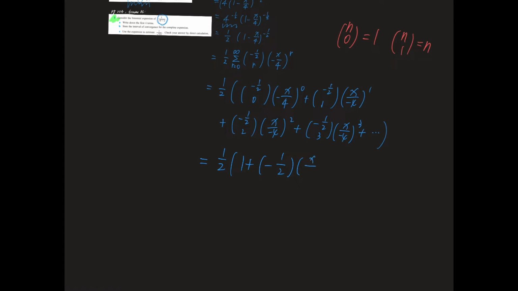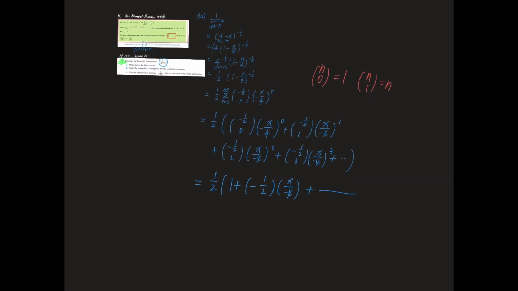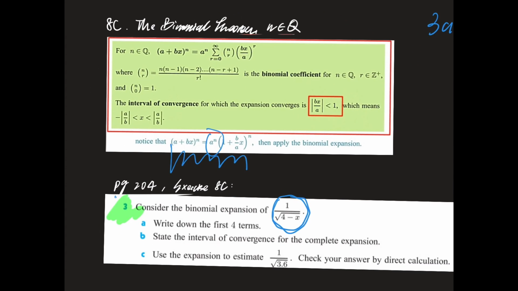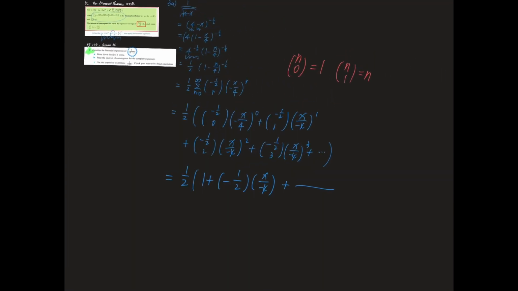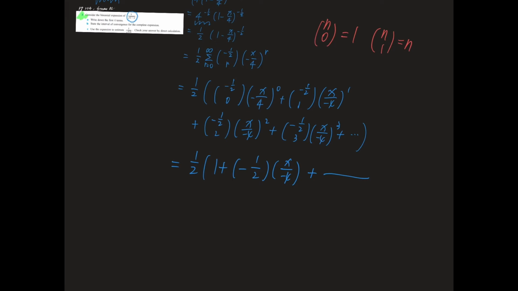So the second part becomes negative half times x over negative 4 to the power of 1, so it's the same. And then plus, okay, this section, remember we can use our formula now. If you check your formula, it's over here: n, for the numerator, n times all the way to n minus r plus 1, and then divide by r factorial. If you have a look at the third part, which is this one, r is equal to 2.